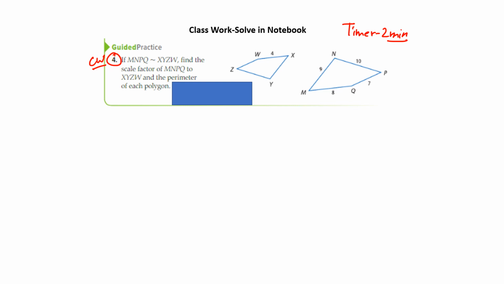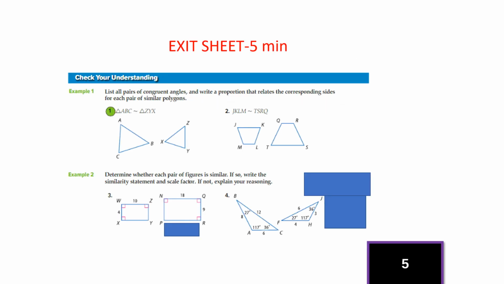Use the fact that M, N, P, Q and X, Y, Z, W are similar. So you can easily find their scale factor. When you check your answer, the scale factor will be 2. The perimeter of MNPQ will be 34 and the perimeter of XYZW would be 17. So check your answer and solve it in your notebook.